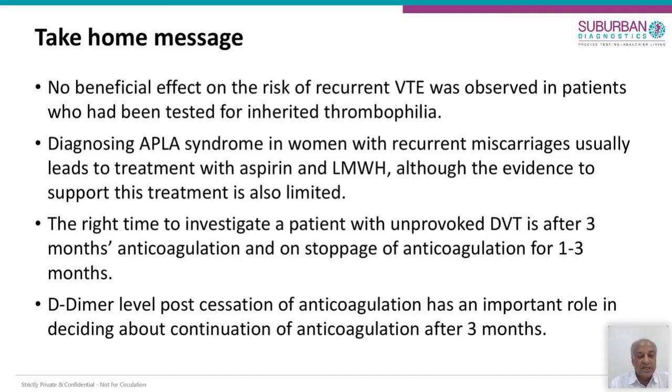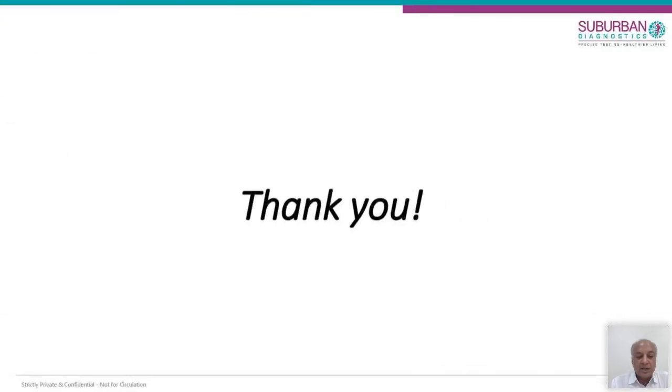The right time to investigate a patient with unprovoked DVT is after 3 months anticoagulation, if anticoagulation is by conventional anticoagulants, the point I made earlier, or stoppage of anticoagulation for 1 to 3 months. This again applies to the same, but now with the use of newer anticoagulants and heparin derivatives, the withdrawal period can be 1 to 3 days, not 1 to 3 months, and that's an advantage. D-dimer level post cessation of anticoagulation has an important role in deciding about the continuation of anticoagulation after 3 months. I think that's all I had to share with you.